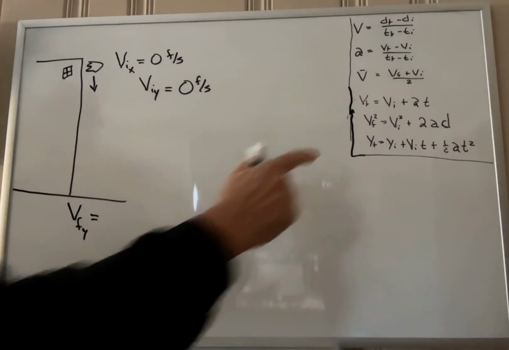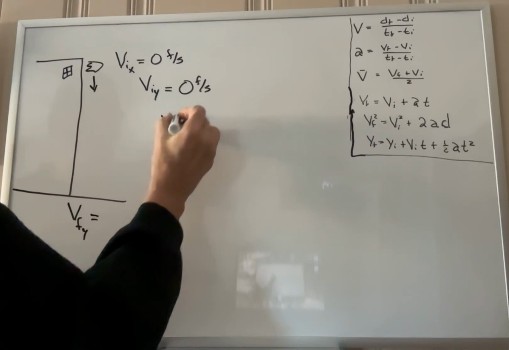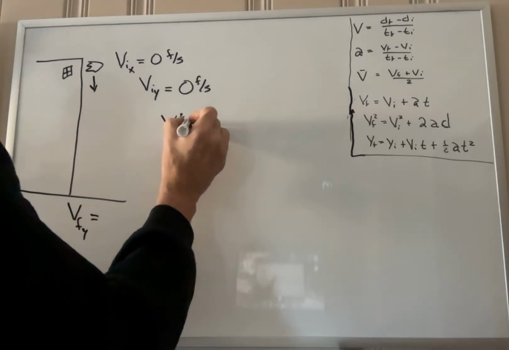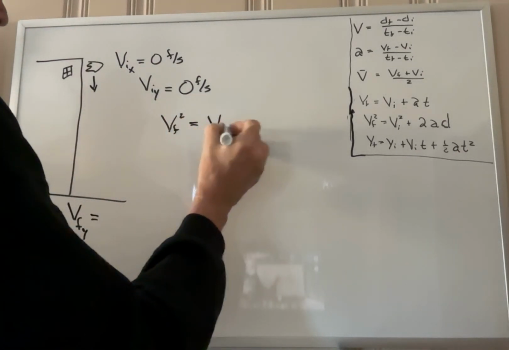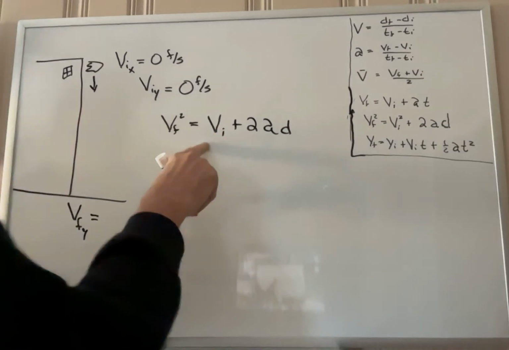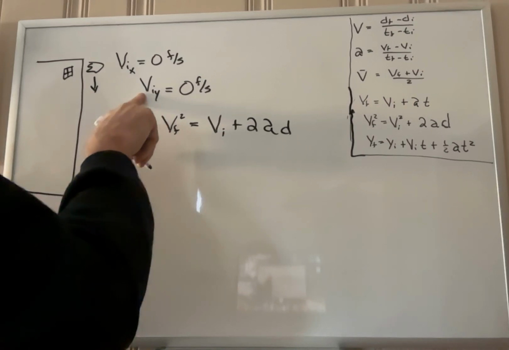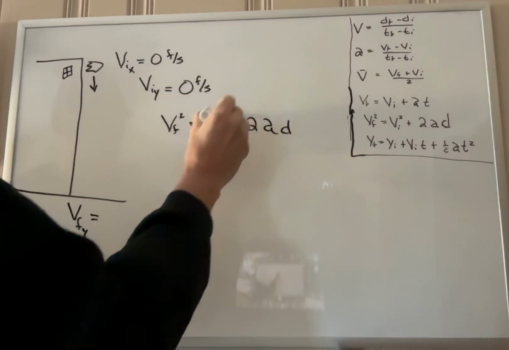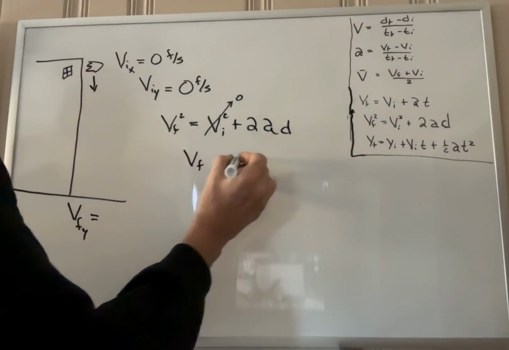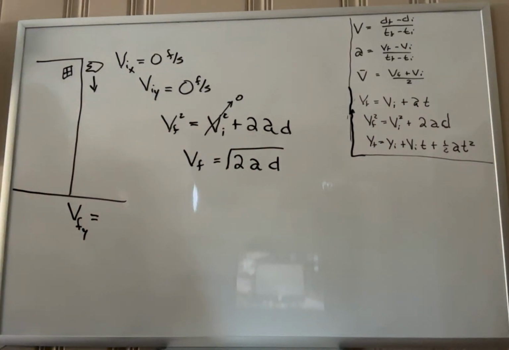How would we do that? I would probably use this equation right here. My velocity final squared is going to be equal to my velocity initial squared plus 2 times a times d. It doesn't matter which case, but I know I'm talking about the y world. The velocity initial term here is 0, so my velocity final squared is going to be equal to 2 times the acceleration times the distance. And we're going to take the square root of that once we do the algebra.